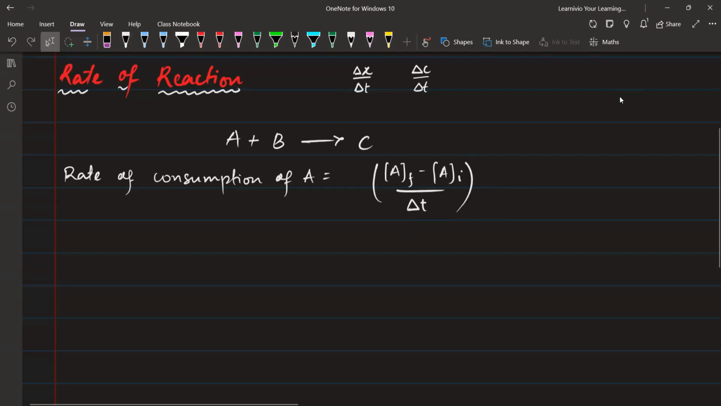Correct. Now tell me, what will be greater, the final concentration or the initial concentration? Initial concentration will be greater. So you can see that this will give you a negative number, and speed generally is not taken as negative. So in order to not get a negative value, we add a negative sign here itself. Now what does the negative sign show? It just shows that A is getting consumed in this reaction, in this particular formula. A is getting consumed. Okay.